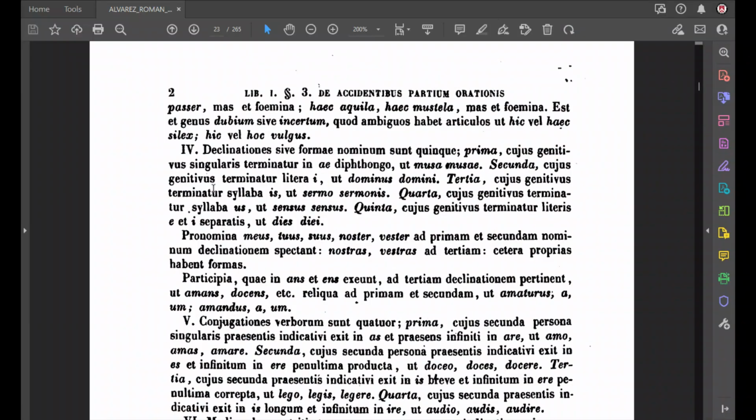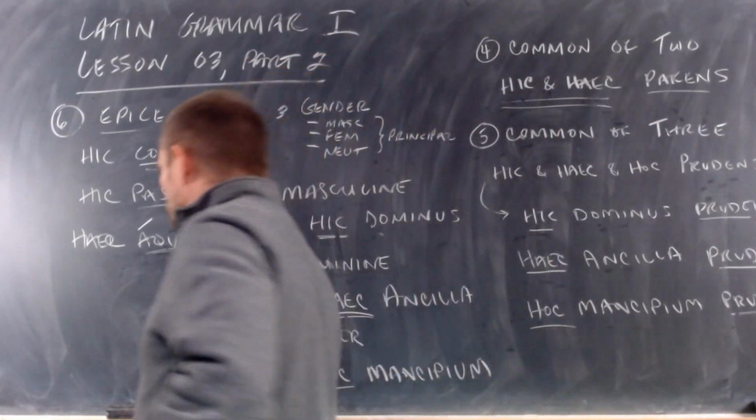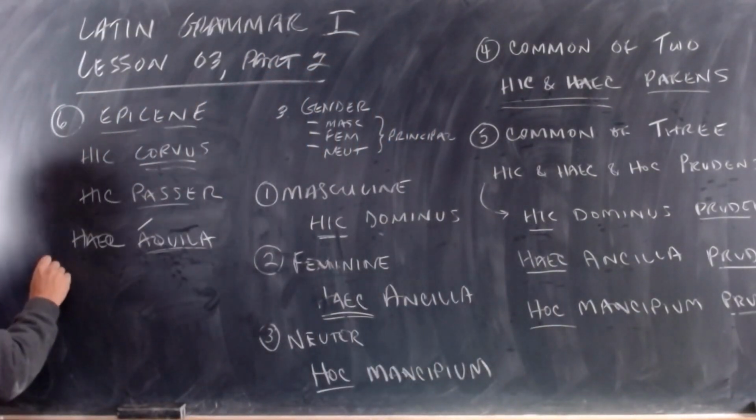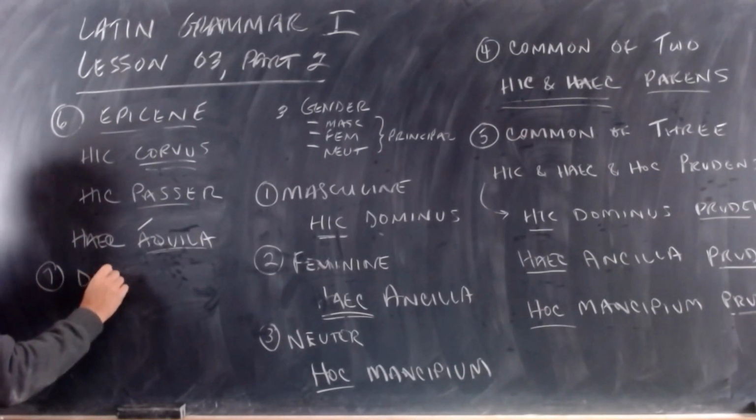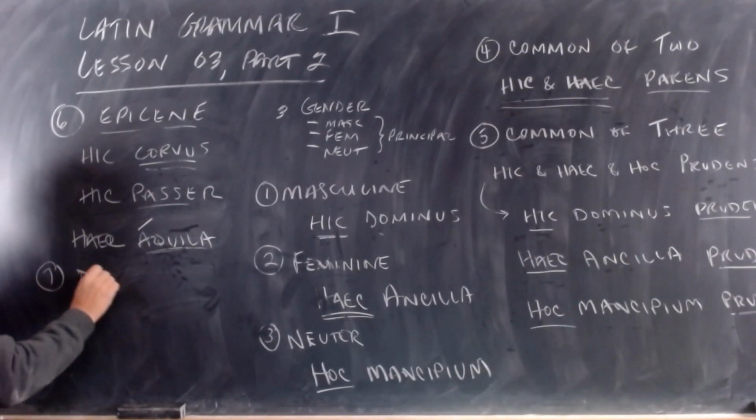Let's get back to our lesson text. The last of the genders, so what is this, the seventh? The seventh of the genders, we read, est et genus dubium sive incertum. Est et genus dubium sive incertum. So the last gender is called the dubium. And what that means is doubtful. Let me write the English. Doubtful.